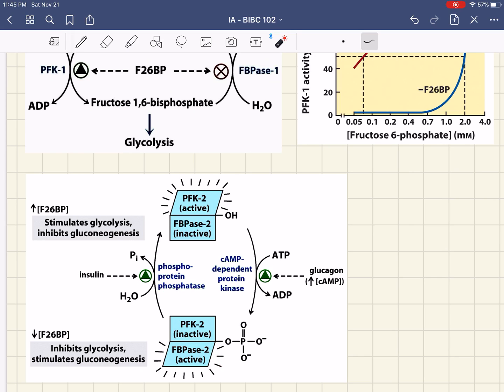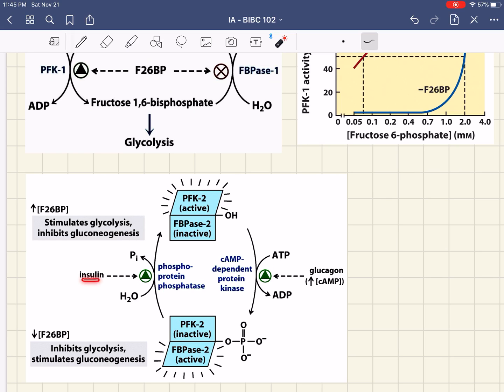And as we know, what does fructose bisphosphatase 2 do? It takes fructose 2,6-bisphosphate, right? And it breaks it down into fructose 6-phosphate. So it will degrade the amounts of fructose 2,6-bisphosphate. And if there is less fructose 2,6-bisphosphate, then glycolysis will not be stimulated, and instead gluconeogenesis will be stimulated. So again, glucagon favors gluconeogenesis.